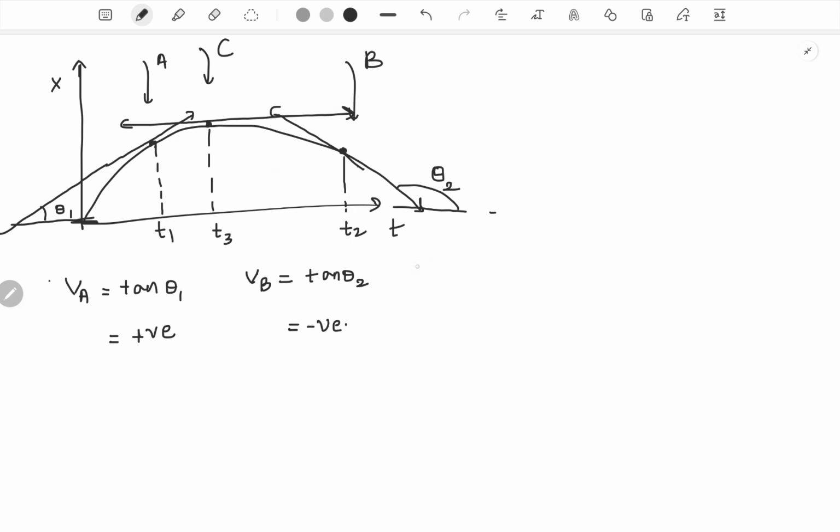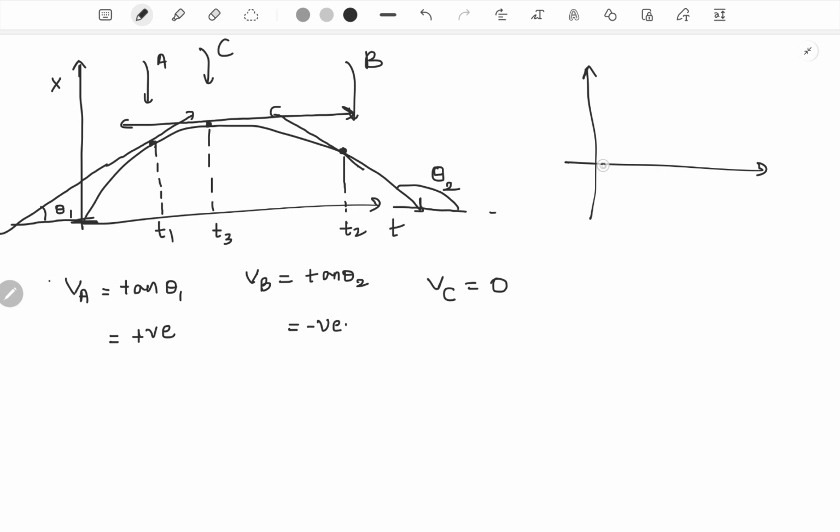Then if a line is parallel to the x-axis, the slope of such a line will be equal to 0. So the velocity at point C would be the slope of that line, which would be basically 0, because theta would be 0 in that particular case, tan 0 is 0. So at point C, where the position is a local maximum, the velocity would be 0. The same thing we will observe in a situation like this.